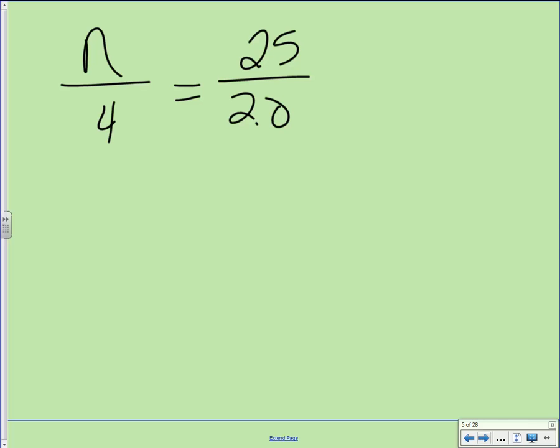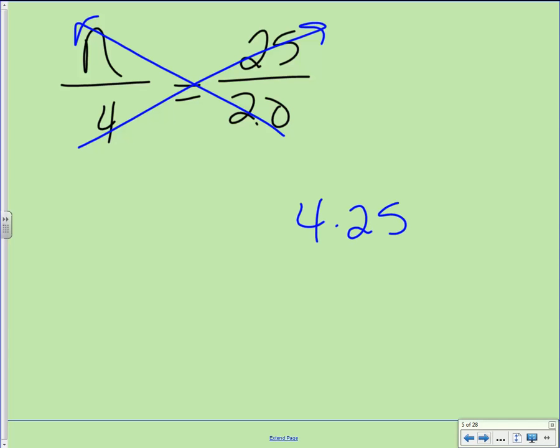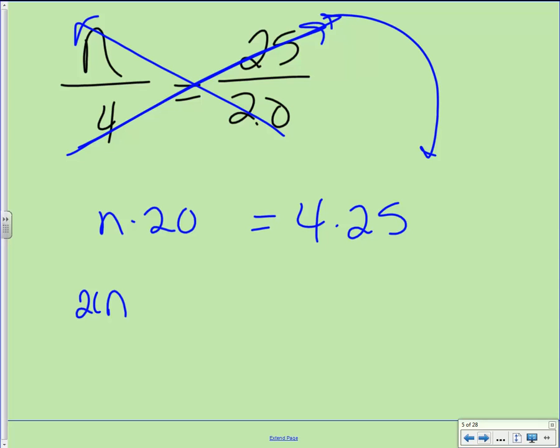All right, so from here, we are using cross product, and I'm going to draw my x here, and I will multiply 4 times 25 on the right side, and I will multiply n times 20 on the left side. Why am I going to the right? Because bottom to top I ended up on the right, and so everything over here stays here. So I multiply and I get 20n, because they touch, get rid of the dot, and the number comes first, then the letter.